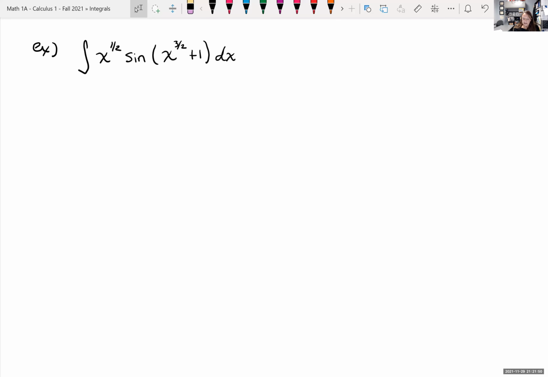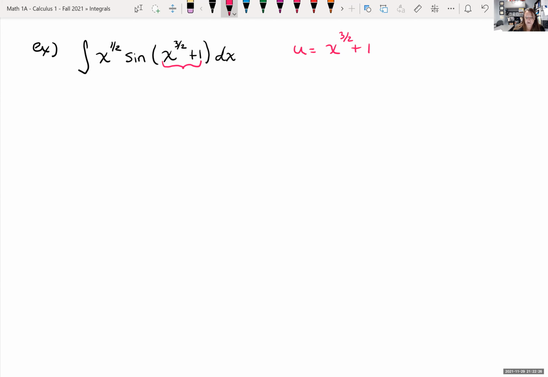So the next example is the integral of x to the 1/2 power all times sine of x to the 3/2 power plus 1 dx. We know how to take the integral of sine of x, but we don't know how to take the integral of sine of x to the 3/2 plus 1. And so we're hoping if we choose our u to be what we're taking the sine of, that's going to cancel with the x outside of it there. So if we let u equal x to the 3/2 plus 1.